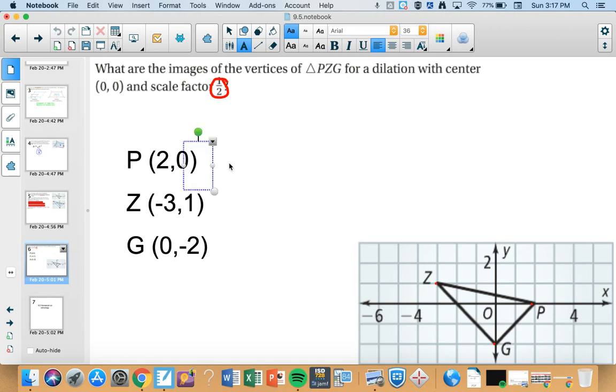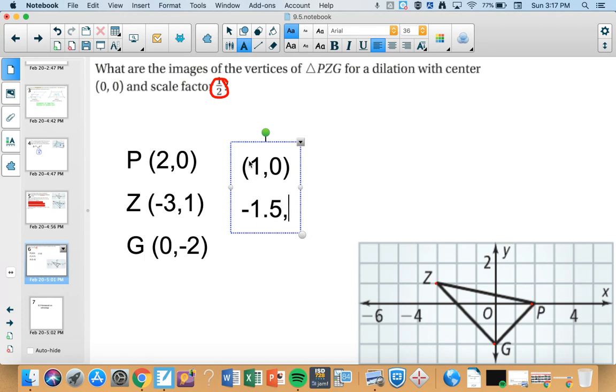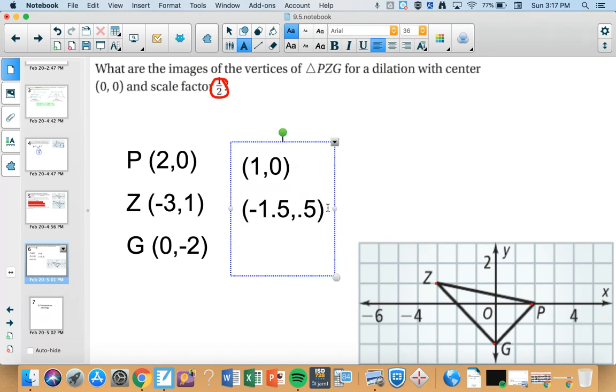And so now, our new value for P, if we do 2 times 1/2, we get 1. 0 times anything would just be 0. So our new point for P is at 1, 0. For Z, it's going to be at negative 1.5, 0.5. We have to be aware of those when they're odd numbers; we might deal with some decimals here. And then G is going to be at 0, negative 1.